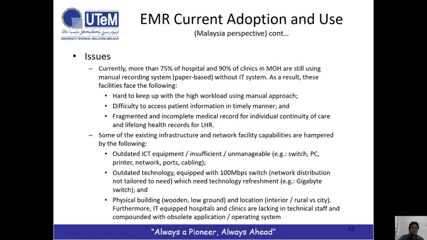Okay, what is the issue? Currently, more than 75% of the hospitals and 90% of the clinics in MOS are still using a manual, paper-based recording system without an IT system. So you look at this figure: 75% and 90% of clinics are still manual.